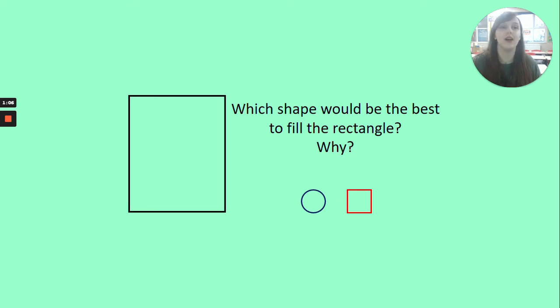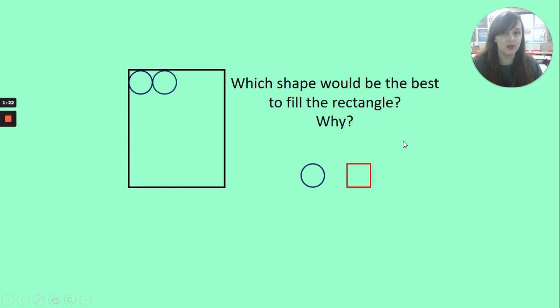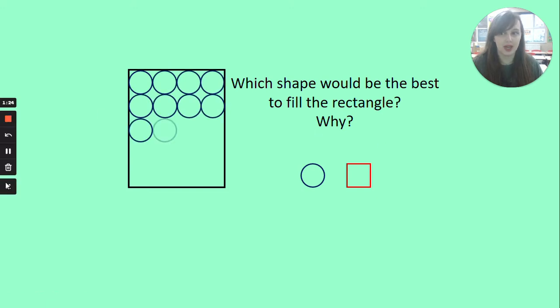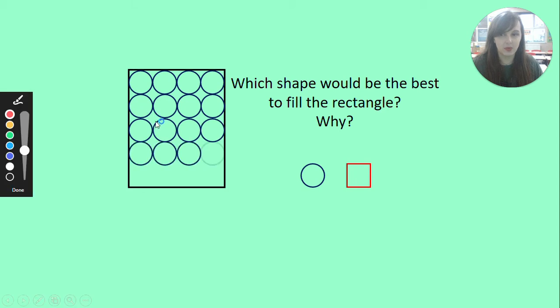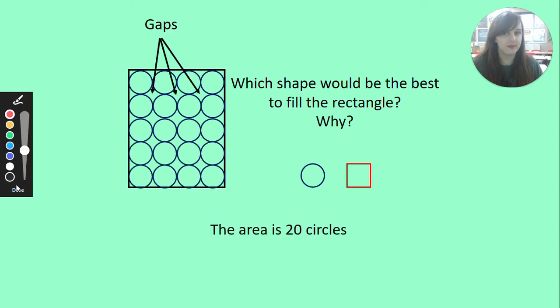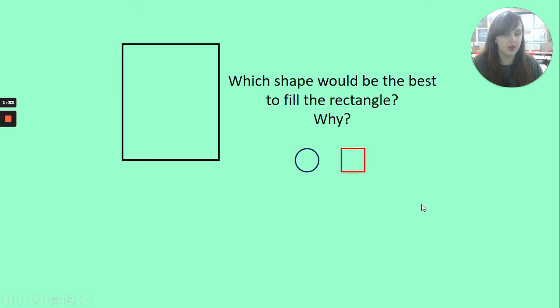Now, if you've looked at the title of this lesson, you probably already know the answer to this question, but I've got a circle and a square. Which one of them is going to be best to fill the space inside this rectangle, the area? Which one's going to match up the best? We can try the circles, but we're getting lots of gaps in between, so that's not ideal.